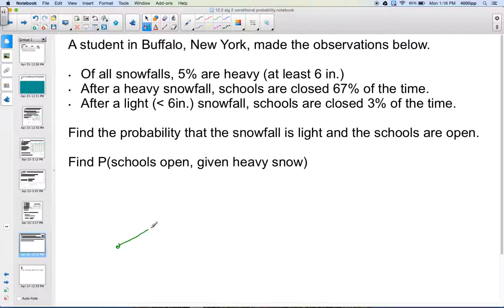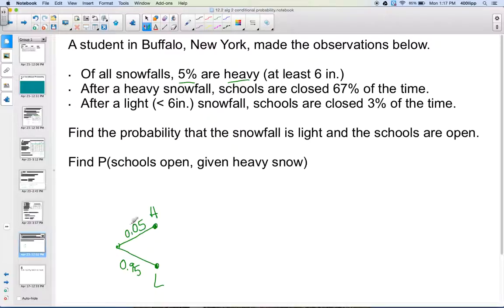So we're going to start off by saying, all right, either it is a heavy snowfall or it's a light snowfall, right? So out of all snowfalls, 5% are heavy. So this is 5% or 0.05. If this is 0.05, which was given to us, then the light snowfalls would be 0.95. It has to add up to 100% or 1 as a decimal.